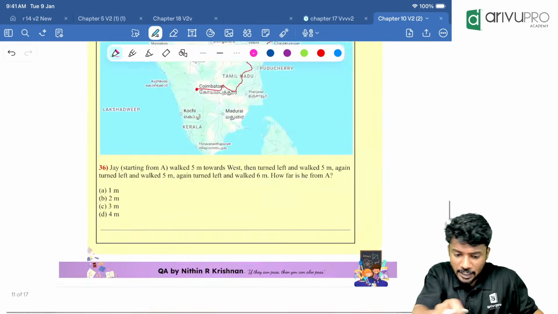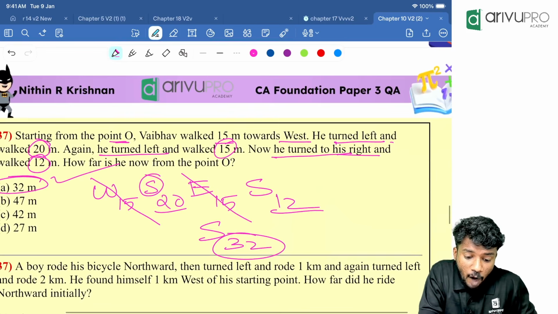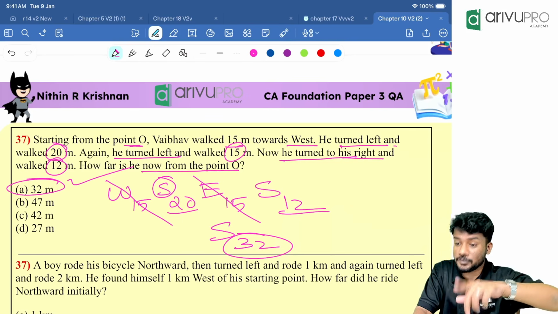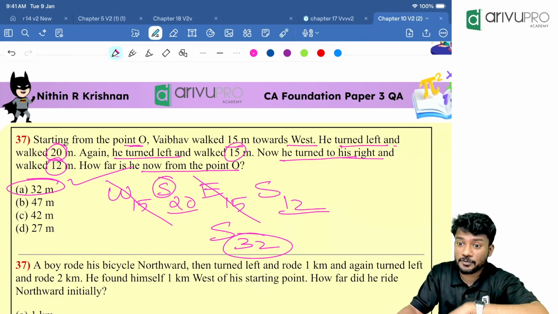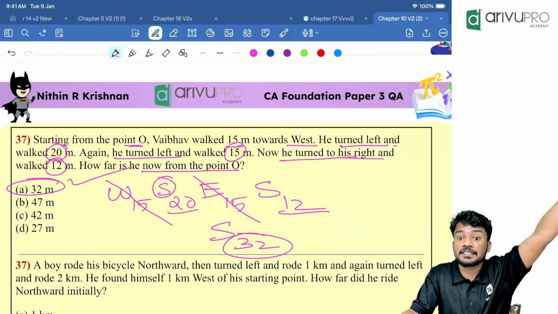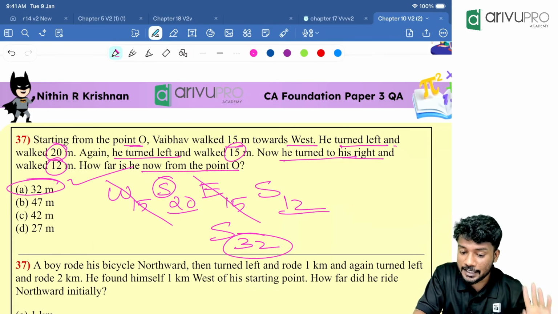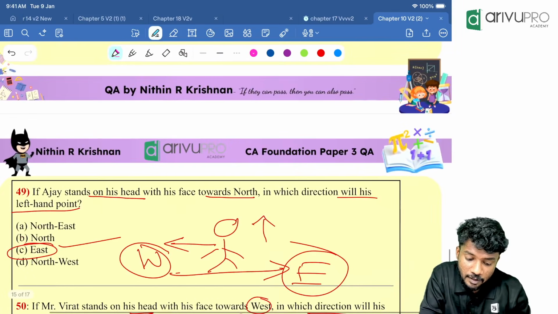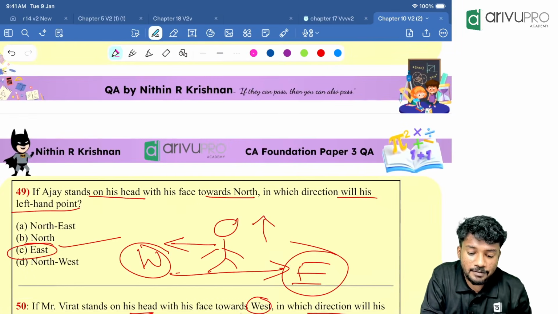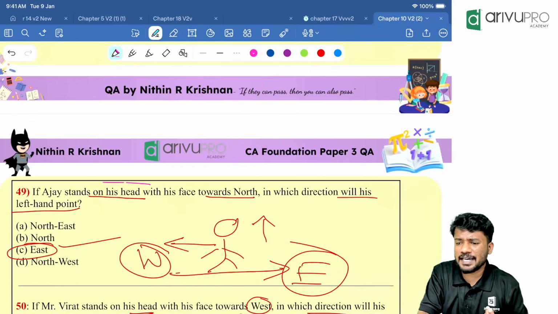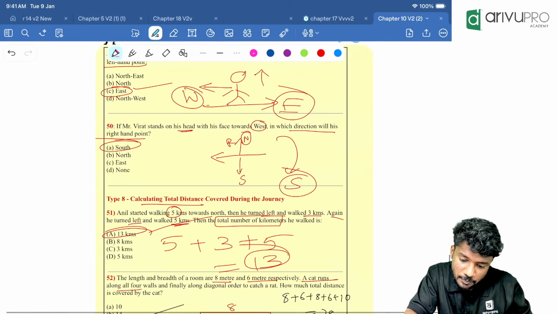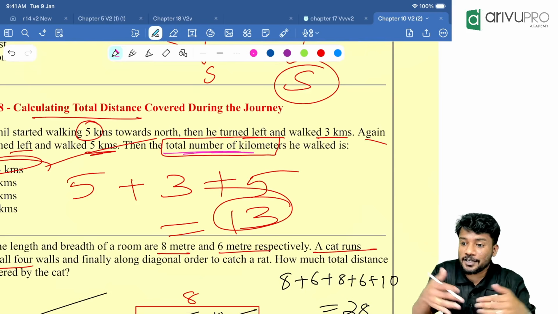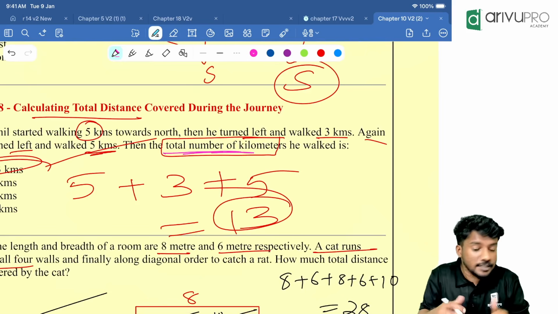Now, randomly I am taking you to another question. Now, how far is he now from point O? That means from the starting point with respect to the final point, where is he with respect to the starting point? That type of question. Now, read this question randomly. Person stands on head. That means, it's a direct question, single line, right? But the question is becoming more. Total number of kilometers. That means we need to find an answer based on total distance covered.